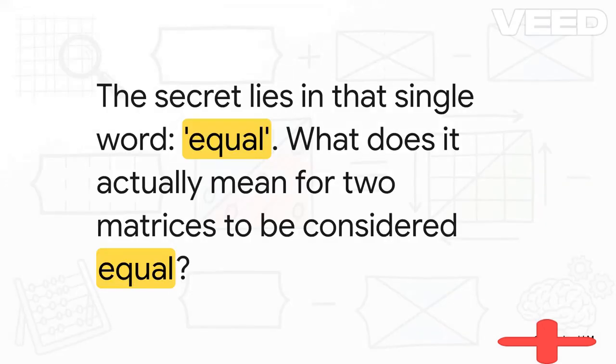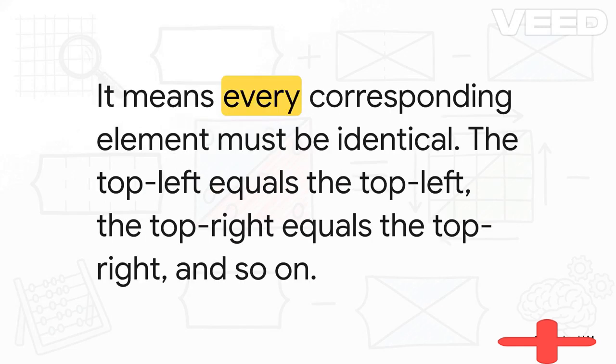The entire key to this puzzle is in that one word, equal. What does that really mean when we're talking about two matrices? It's actually incredibly simple. It means that every single element in the same spot must be identical. The top left has to match the top left, the bottom right has to match the bottom right. You get it.